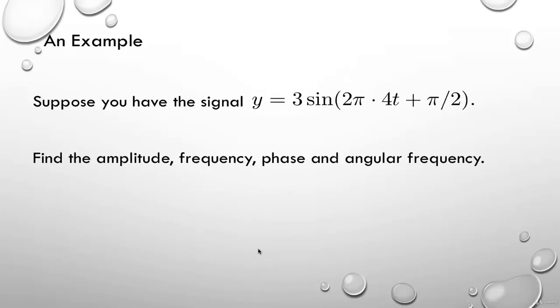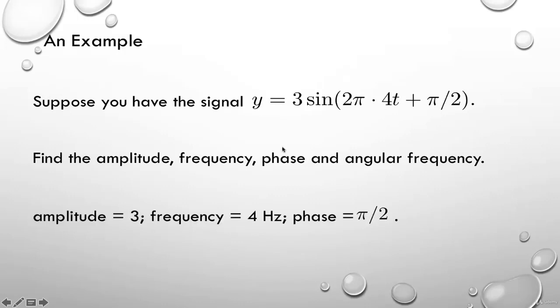So for example, here's a function. The amplitude is 3, the frequency is 4, so this function completes 4 cycles in 1 second, and the phase is pi over 2. If you want to compute the angular frequency, that is going to be 8 pi radians, because every cycle is 2 pi and we're completing 4 cycles. It should actually be 8 pi radians per second. So that's a typo there.